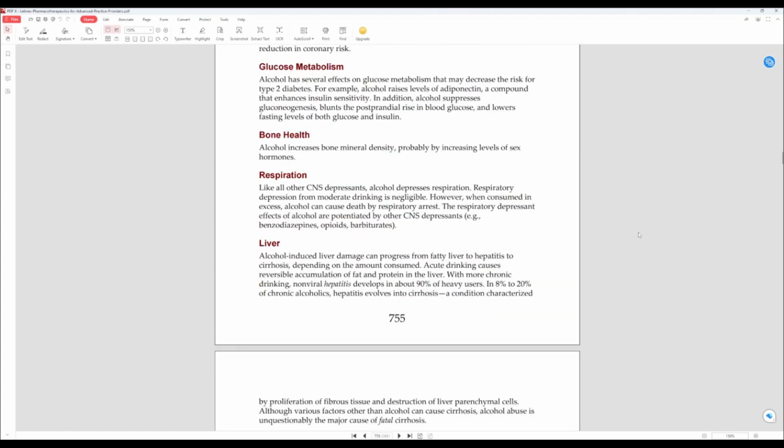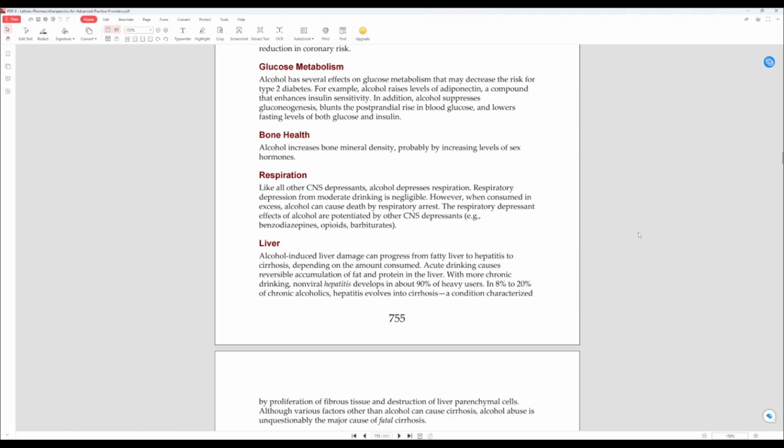Glucose metabolism. Alcohol has several effects on glucose metabolism that may decrease the risk for type 2 diabetes. For example, alcohol raises levels of adiponectin, a compound that enhances insulin sensitivity. In addition, alcohol suppresses gluconeogenesis, blunts the postprandial rise in blood glucose, and lowers the fasting levels of both glucose and insulin. Bone health. Alcohol increases bone mineral density, probably by increasing levels of sex hormones.